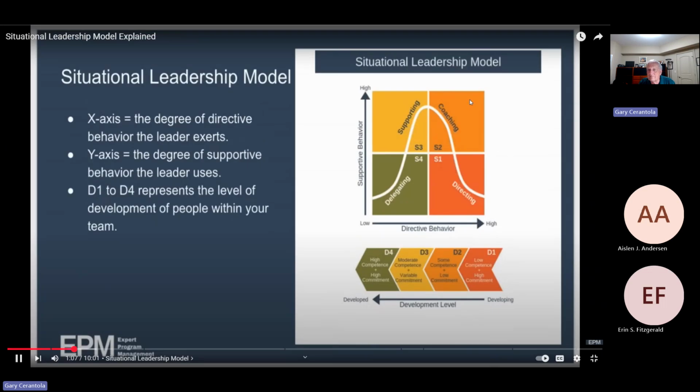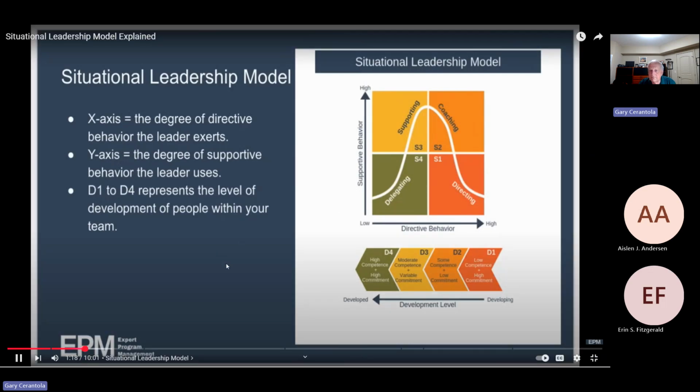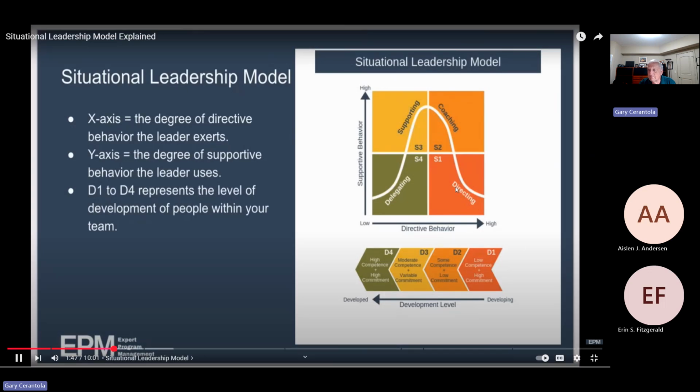Now, the situational leadership model is a framework that helps us make this adjustment of our style only in a more deliberate way. So the framework's going to help us diagnose the situation and then select the best leadership style for that situation. Now, in the model, the x-axis indicates the degree of directive behavior that the leader exerts, and that is the amount of direction that they give their team. Now, the higher the direction, the less able the team is to make decisions for themselves. And the y-axis indicates the degree of supportive behavior the leader uses, and that is the amount of support they give their team. Now, the higher the support, the more the leader helps their team to make decisions and perform their job or their role.